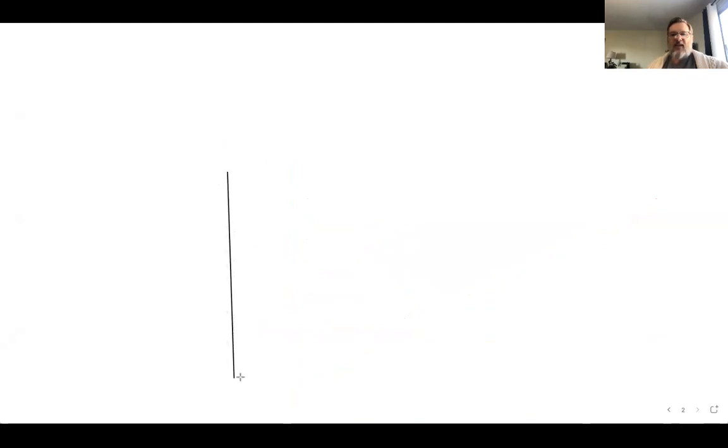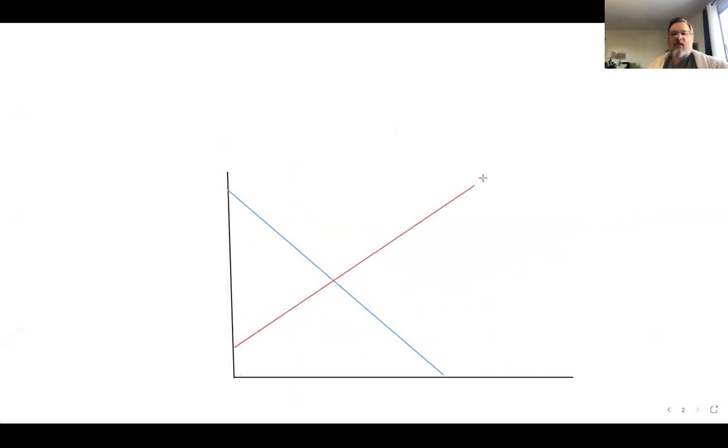Okay, so here is our basic demand and supply graph. I'll draw it out. Here's demand, and here's supply. I'll just draw it like this. And then you remember, we would say something like this: for supply, if there's an increase in the price of an input.